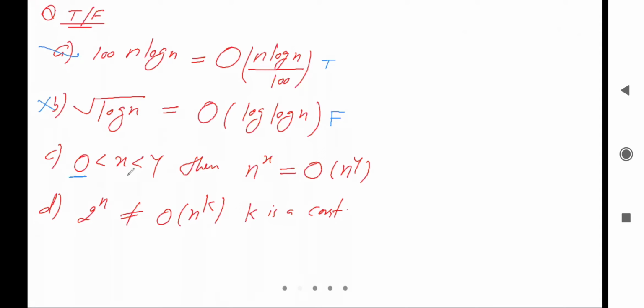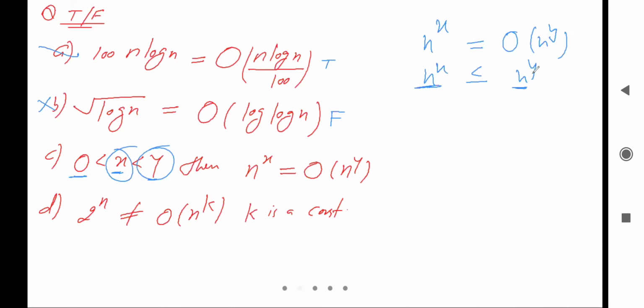It is 0 is less than or equal to x is less than or equal to y. So by observing this one, y is the greater one, after that x is greater than 0, right? So in this case on the left hand side it is n power x, which is equal to order of n power y. When can it be written? When it satisfies the condition that n power x is less than or equal to n power y. But already we know that the base is same for both, but y is greater than x. So in this case we can say this condition is satisfied, right? So here this one is true.